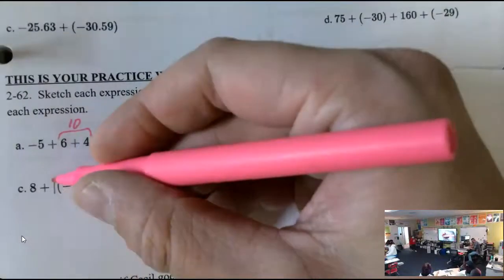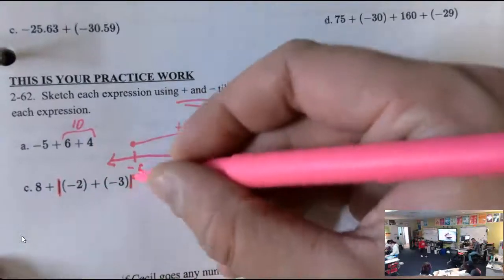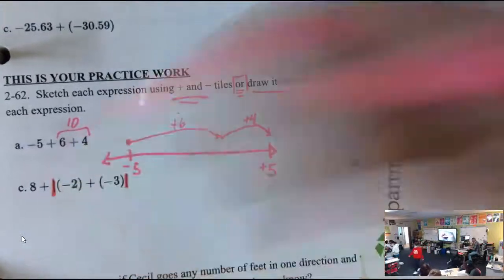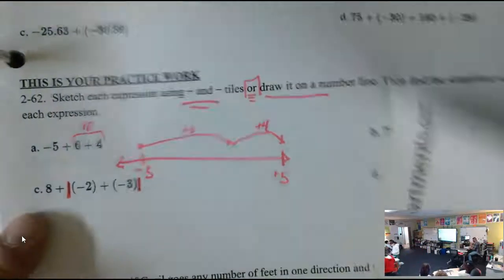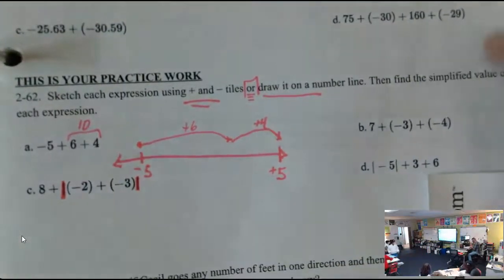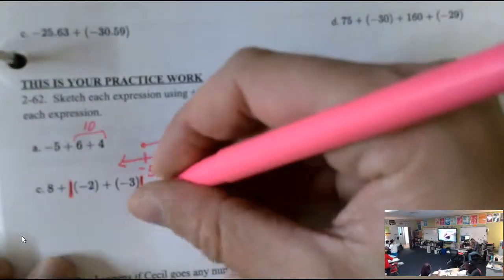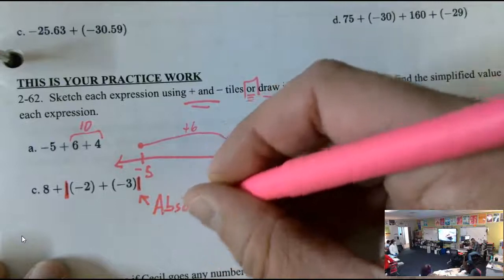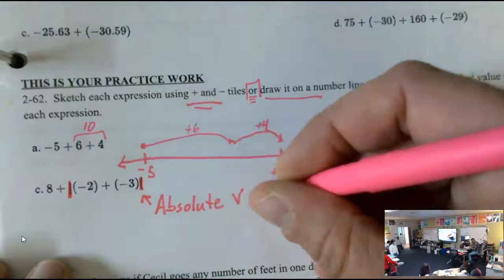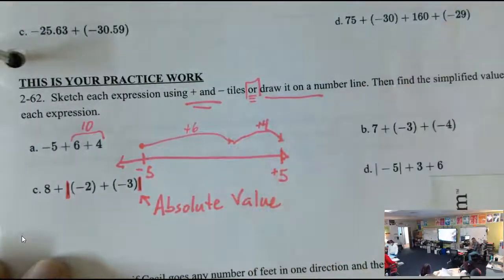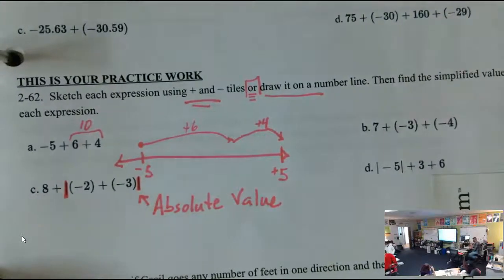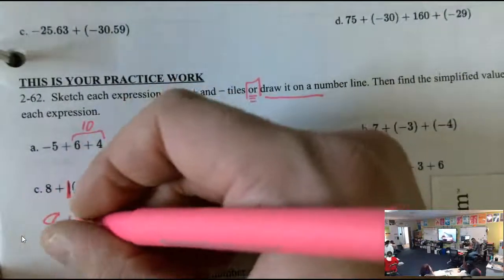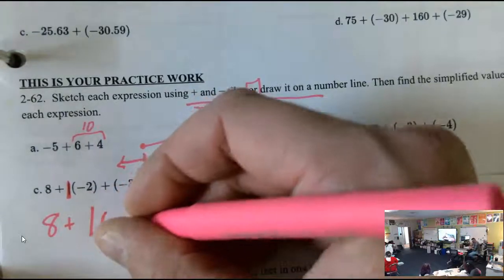What are these bars in C? Oh, those are the absolute bars. Hey guys, I have a feeling that we need to look up here. These, as a reminder, are absolute value. I would do this problem with me if you haven't done it.